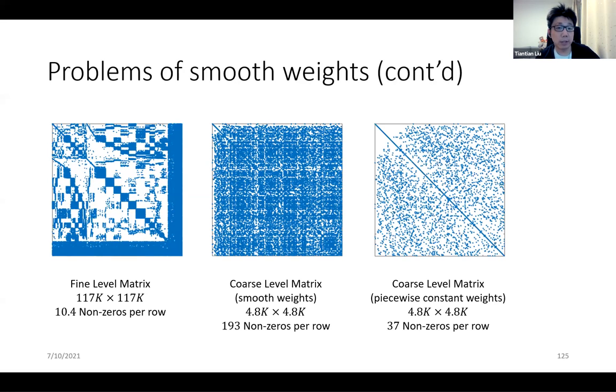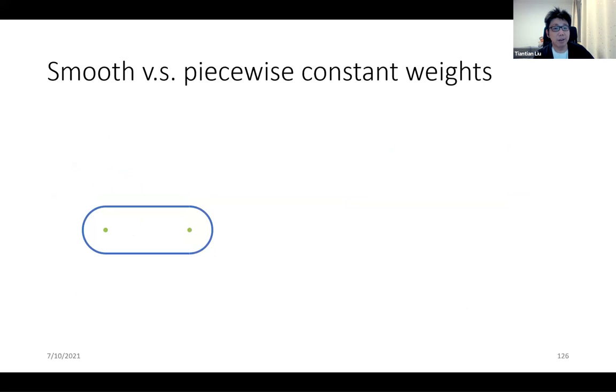Notice that this is only a two-grid V-cycle as a toy case. When you pass the non-zeros into denser and denser coarse level matrices using smooth weights, it will hurt the performance of the coarse levels a lot. While our choice of piecewise constant weights will end up more than 20 times faster compared to smooth ones in a big V-cycle. But what do we lose? There's no free lunch, right? Piecewise constant interpolation is supposed to be bad at scaling, at least, right? Well, let's see how bad it is.